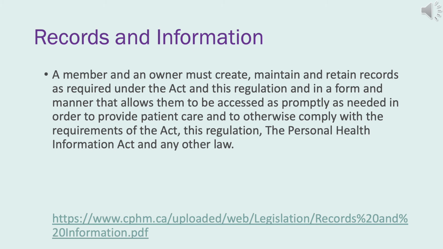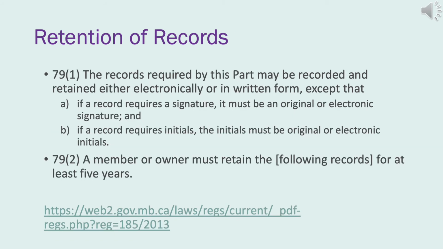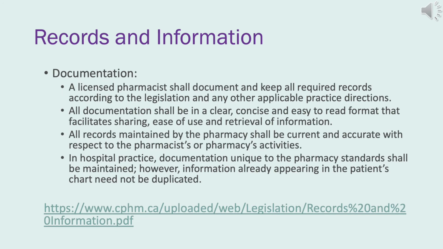The next practice direction we'll look at is on Standard of Practice number 12 from the regulation, records and information. This directs that the pharmacist and pharmacy owner must have records as required under the Act and regulation, and in a way that allows them to be easily accessed to comply with any legislation. Section 79 of the regulation states that signatures and initials must be original or electronic, records must be maintained for at least 5 years, and pharmacist documentation must adhere to all legislation and practice directions. It also must be clear, concise, and easy to read and retrieve.